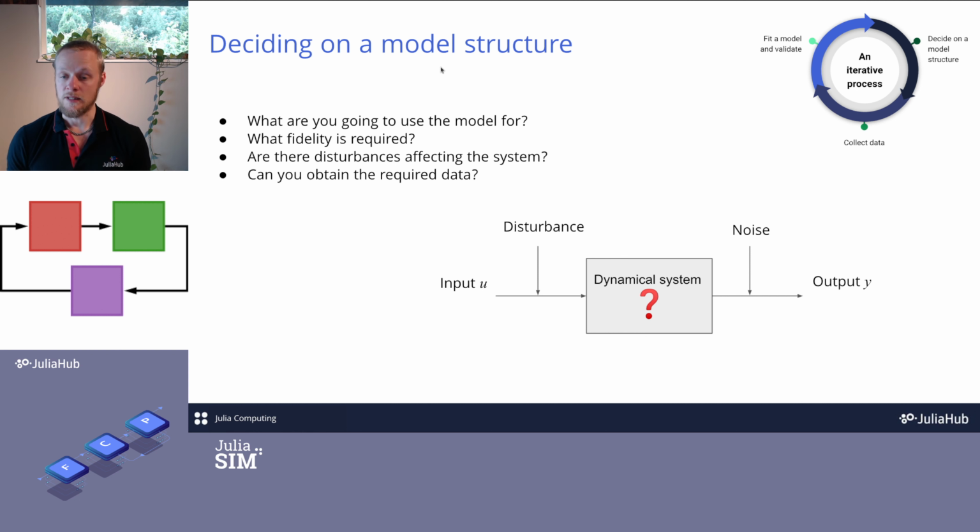Are there disturbances affecting your system? Very often the simple picture of this dynamical system with an input and an output that I showed before just doesn't hold, because you don't actually observe the true output. You observe the output with some measurement noise. Maybe that's just electrical disturbances, but maybe it's the sun shining on your temperature sensor, for instance. So that's quite annoying.